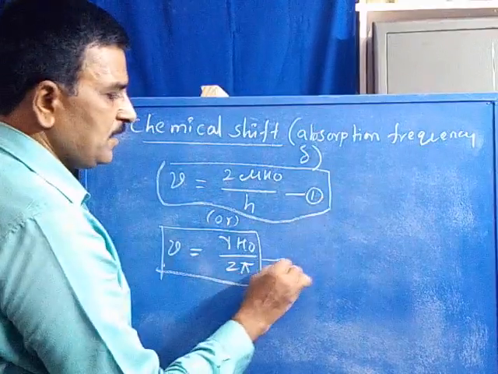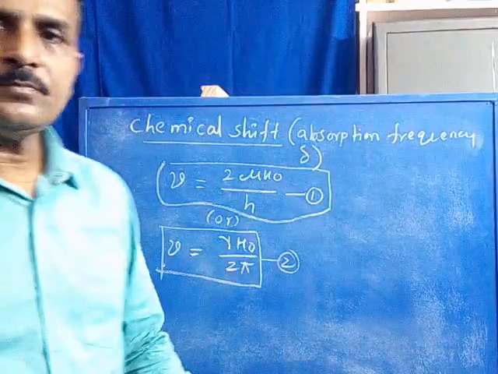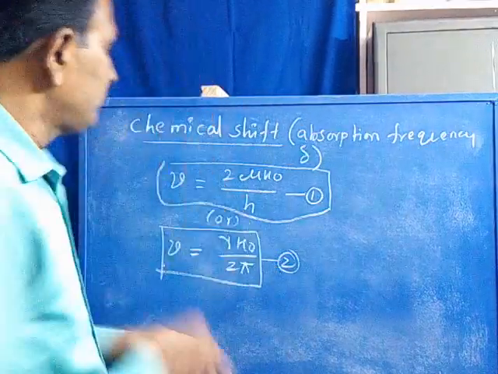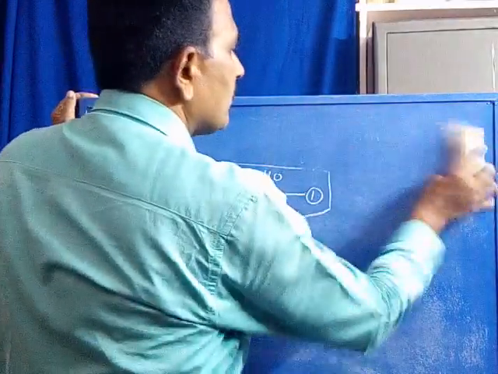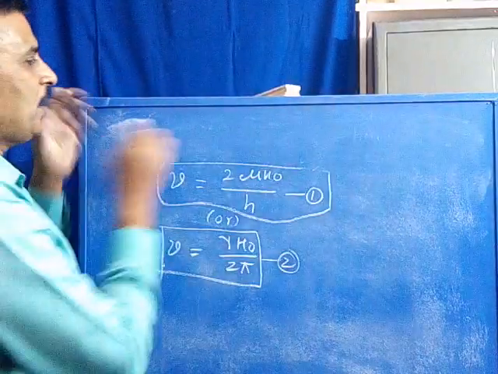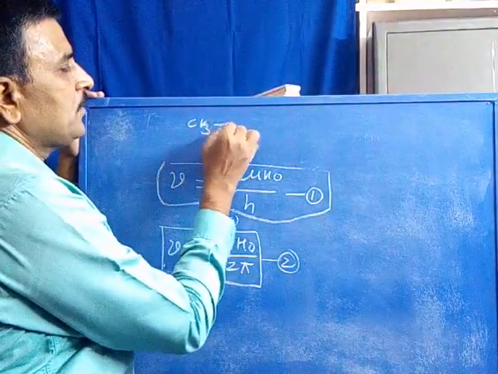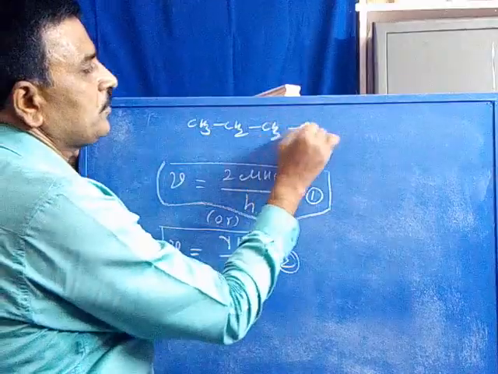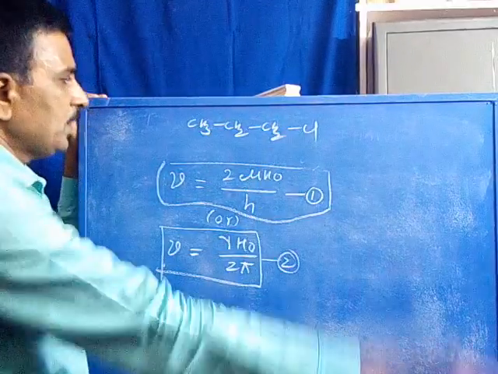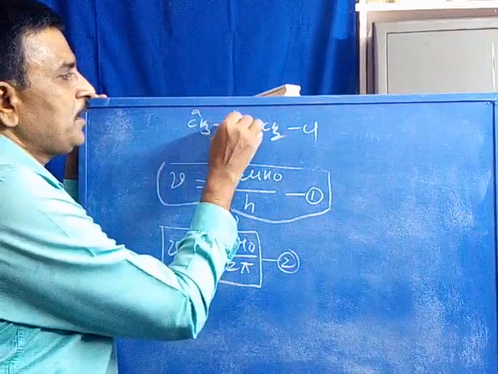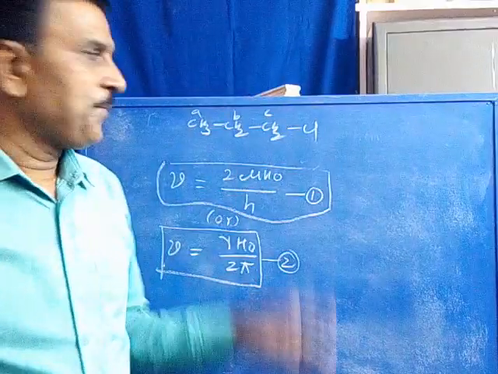This is equation 1, this is equation 2. Are you following? Say for example, we have a molecule like CH3, CH2, CH2, Cl. This is A group, this is B group, this is C group.